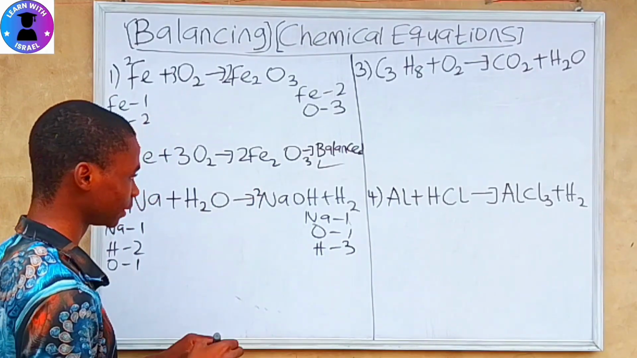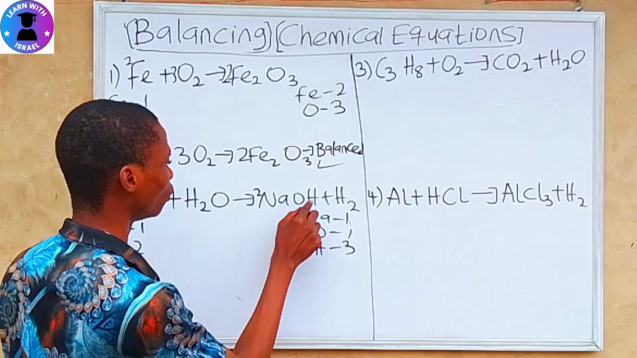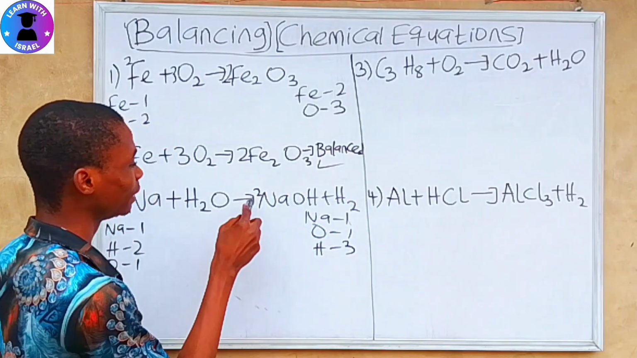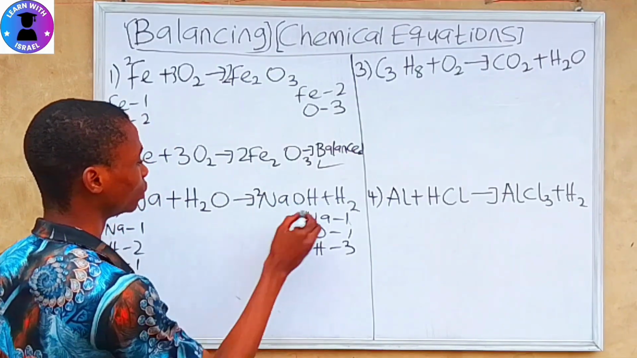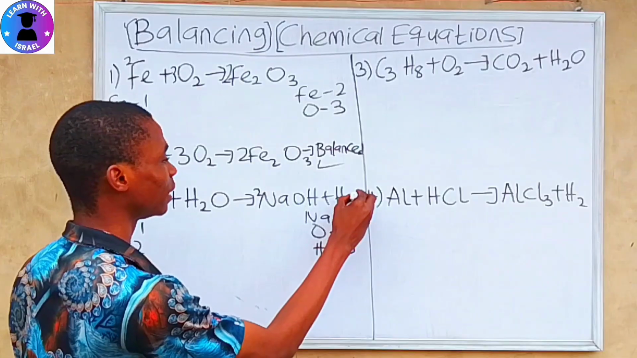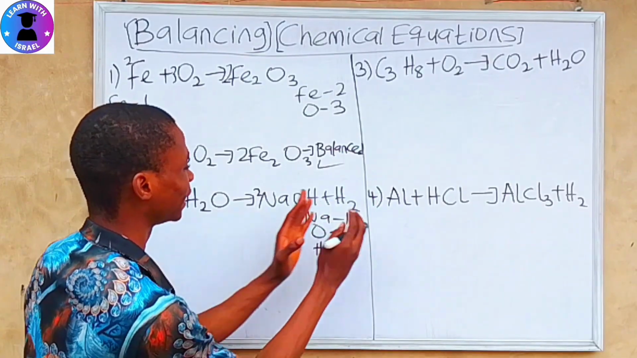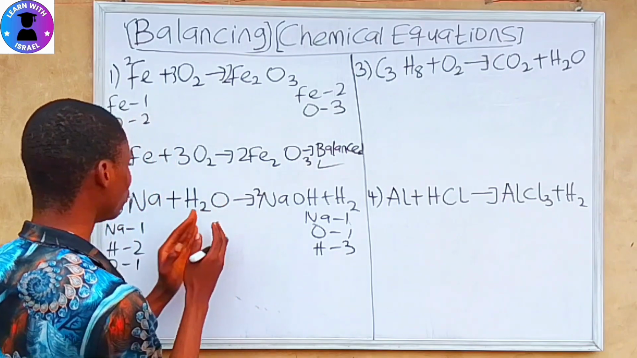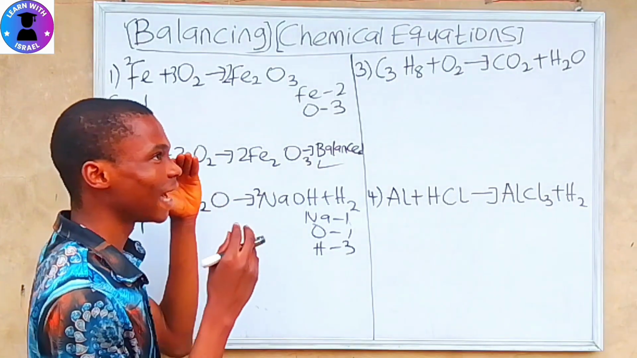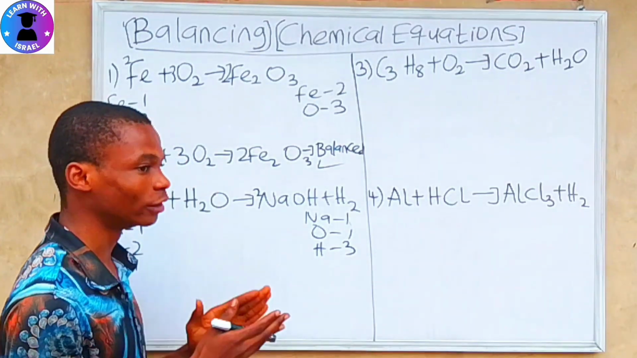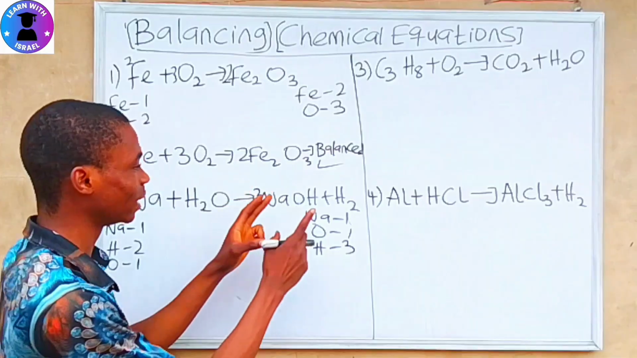Let's see any changes. We now have 2 oxygen, 4 hydrogen. By multiplying sodium hydroxide that is here by 2, we now have 2 oxygen, 2 hydrogen plus the hydrogen here gives us 4 hydrogen. So we have 4 hydrogen at the right hand side and we have 2 hydrogen on the left hand side, because remember, balance add coefficient on one element at a time, not 2 elements. So we are dealing with hydrogen now.